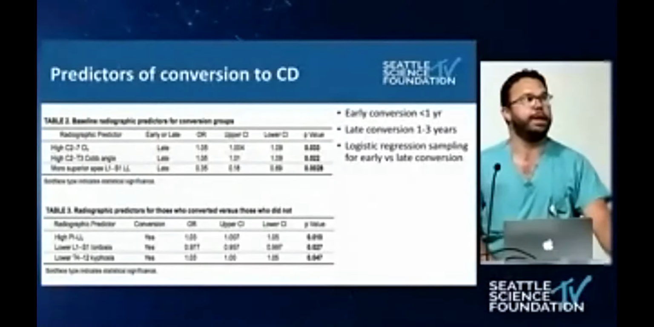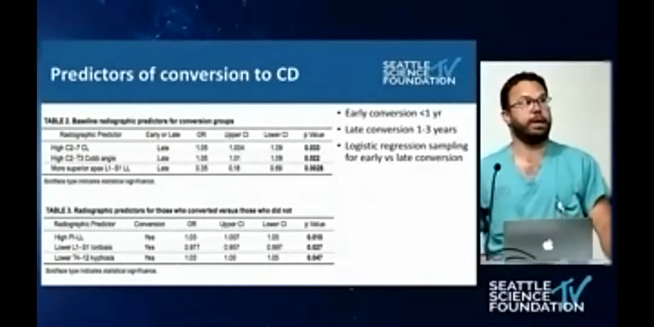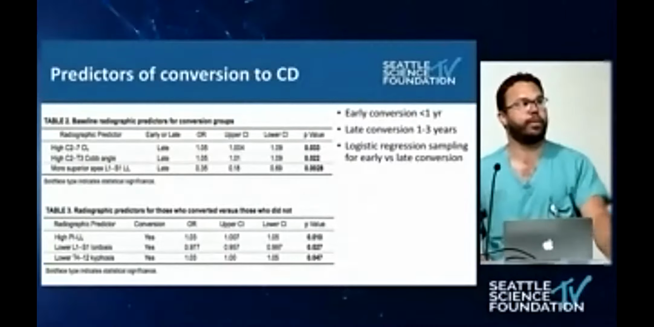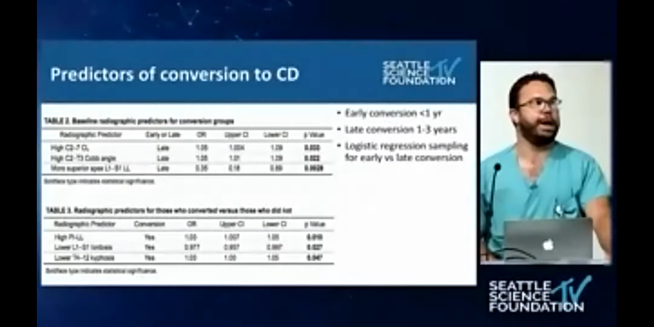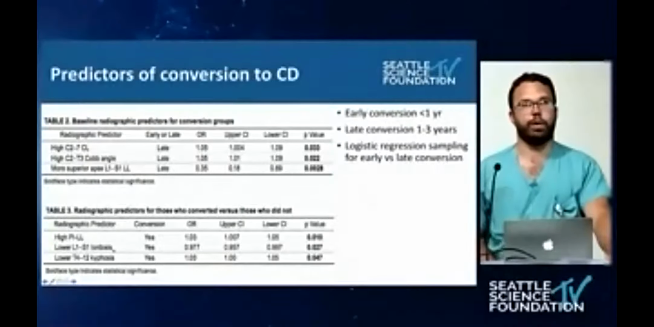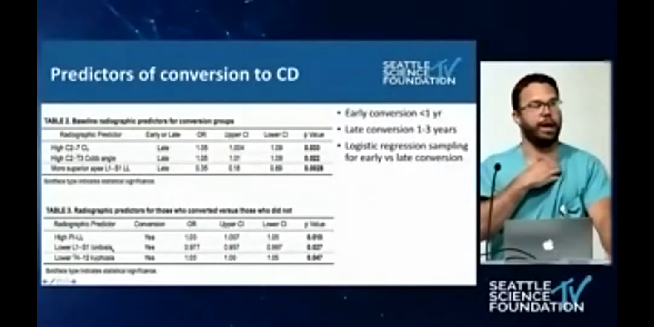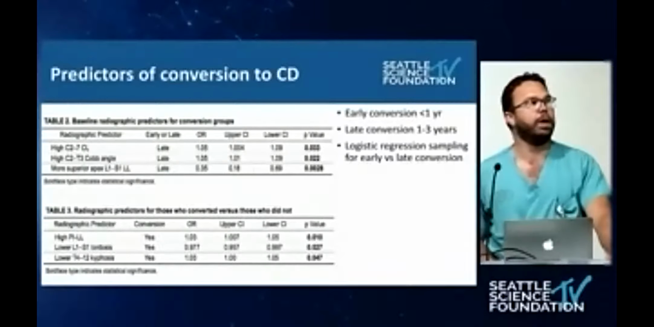And then they had rate of predictors for those patients who converted versus did not convert. And the patients that had a high mismatch had a higher likelihood of converting, a lower L1 to S1 lordosis, which means the vertebral body at the apex is lower. And then also a lower T4 to 12 kyphosis, thoracic kyphosis.